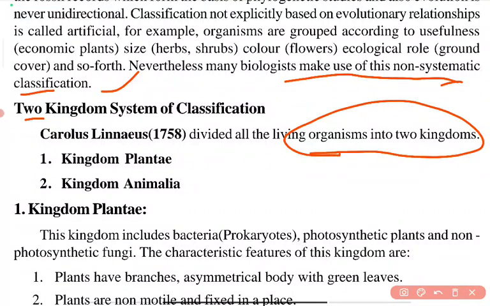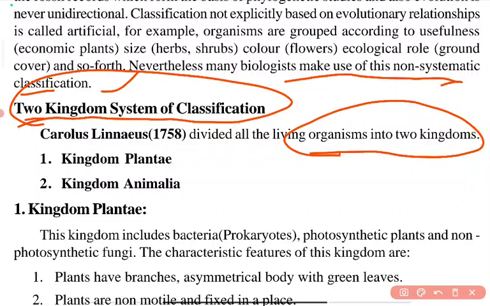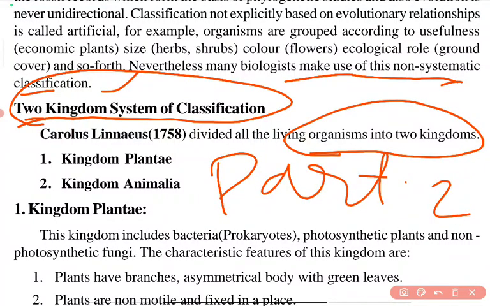So friends, as I already told you, we will discuss up to the system of classification. Okay, and in the next video, part 2 of this, we will discuss from here. The system of classification given by Carolus Linnaeus, that is the plant kingdom, Plantae, and the kingdom Animalia. Okay, these two kingdoms we will discuss in the next video.